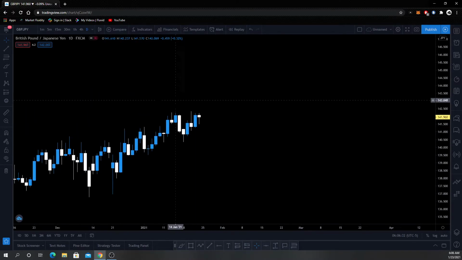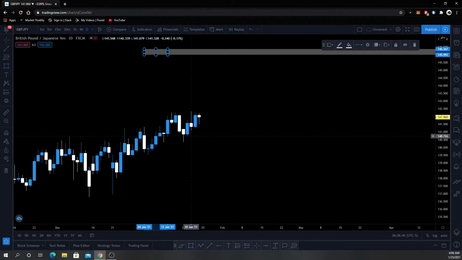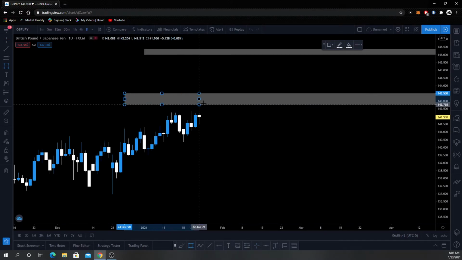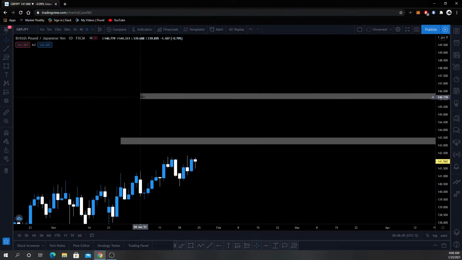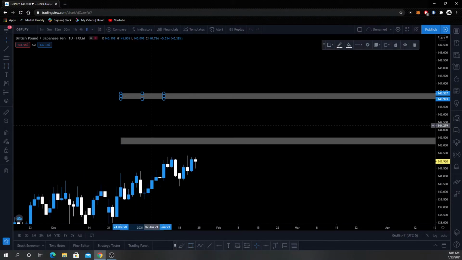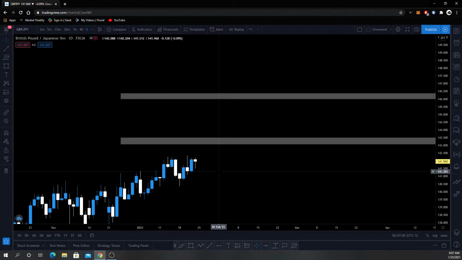So support and resistance. Let me draw this. So we have this, and we're gonna have this. Support and resistance levels are basically levels where price reaches and potentially would inverse. It's not necessarily that it has to. It's not 100% solid. It's just that the price reaches a certain point where it potentially has to bounce back into the opposite direction.